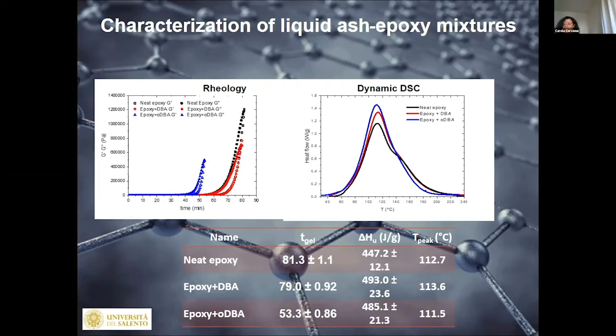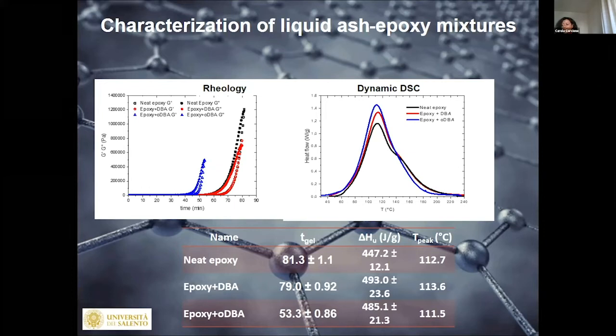So we also determined in this case the gel time as the cross point between both the moduli, so G' and G''. And as reported in the table of this slide, you can see that the gel time of the neat resin remained approximately constant when we added the DBA filler. So in this case, we don't have an effect of this kind of filler as a catalyst, but it is significantly reduced in presence of ODBA filler, as you can see in the last part of this table. So this data suggests that a catalytic effect of the oxidized filler on the epoxy cross-linking is obtained.